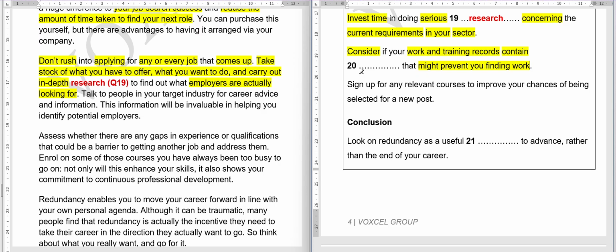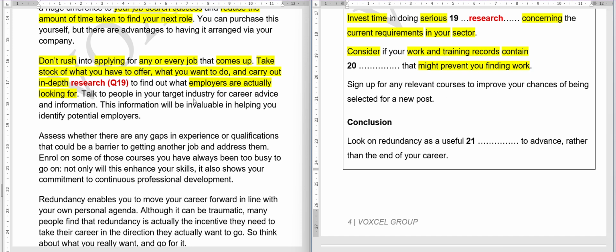If you are hardworking and the employer says no, no, no, we don't want hardworking men, we want lazy people, I don't know what kind of job you are applying for then. So obviously, if something is preventing you from finding work, that should be something negative. Let's see what negative point is there in your work or training record that can stop you from finding work.